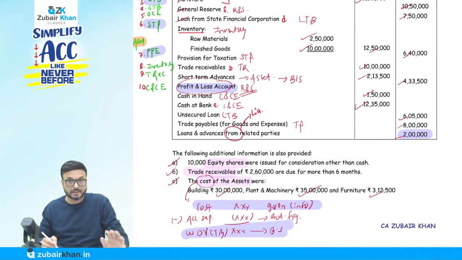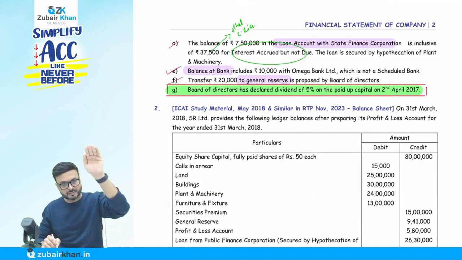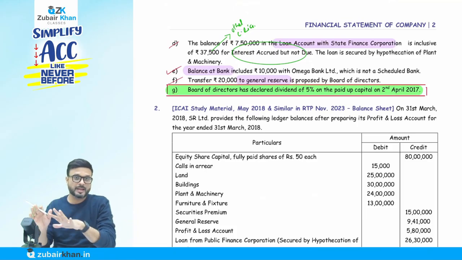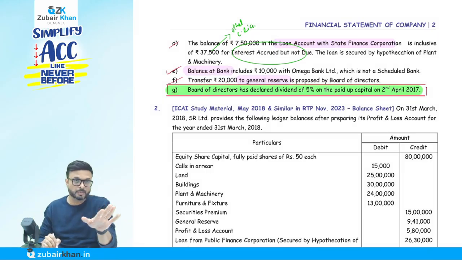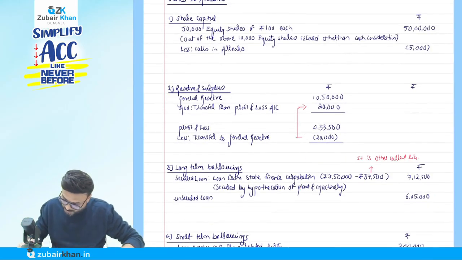A, B, C done. D, E, F done. About the point number G, I will discuss with you, but it is not going to impact my balance sheet. So first, let's do the total and all that, and we'll do the totaling of the balance sheet. I will discuss with you what is this point number G. Don't worry. Now, close down notes to account one by one.